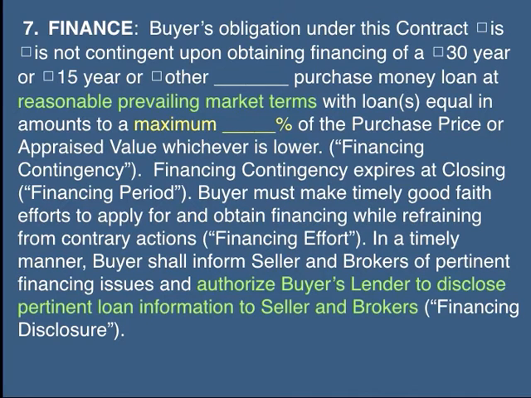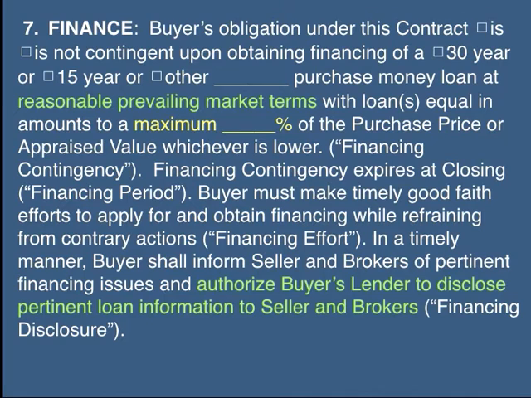We're looking here, the buyer's obligation under this contract either is or is not contingent upon financing of a 30-year, 15-year, or other purchase money loan at reasonable prevailing market terms with loans equal to amounts to a maximum percent of the purchase price or appraised value, whichever is lower. This is known as your financing contingency. So what have we just said? The contract is either contingent or not contingent on getting financing.